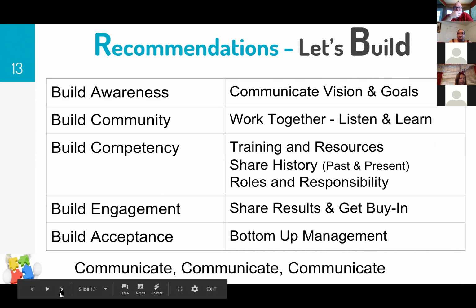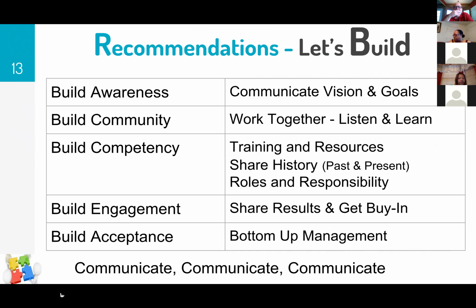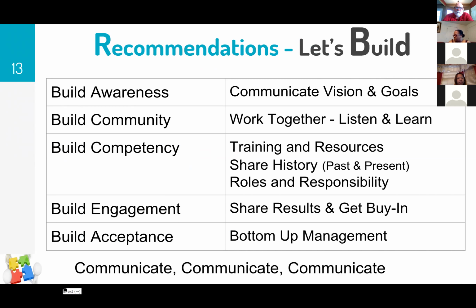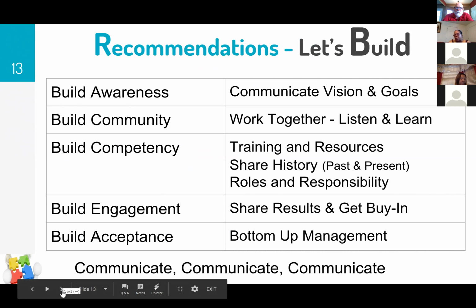Some of the recommendations: build awareness, build a community, of course, build competency. There is no competency going on within the organization. Build engagement, acceptance, and then communicate visions and goals. We always go back to the vision and the goal. A lot of times it's misplaced within the organization.